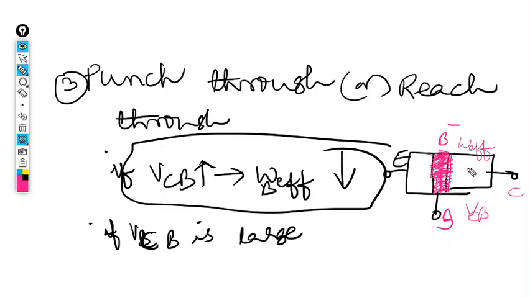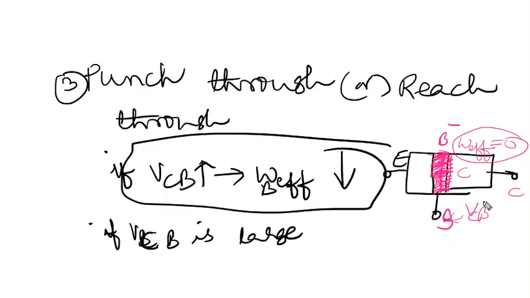In that case, this collector and emitter electrically get short circuited. So if the effective base width becomes 0, the collector region and emitter region get electrically short circuited. Physically they are not connected, but electrically they are short circuited. So this applied large VCB can be applied at the emitter also. That means this VCB can reach the emitter.